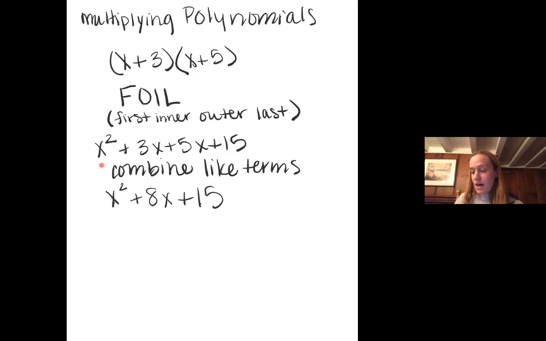And then we multiply the inner terms together. So 3 times x gives us 3x. Then the outer terms, x times 5 gives us 5x. And then the last terms, 3 times 5 gives us 15. If we combine the like terms, the only like terms here are 3x and 5x. When we combine those, we get 8x. So multiplying these polynomials together, we get x squared plus 8x plus 15. Alrighty, let's go to the next slide.